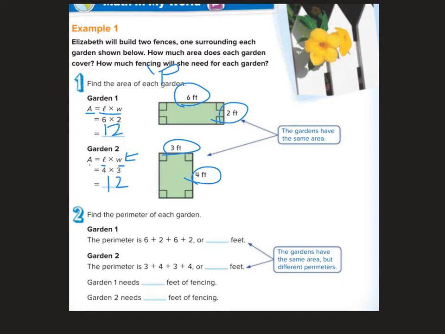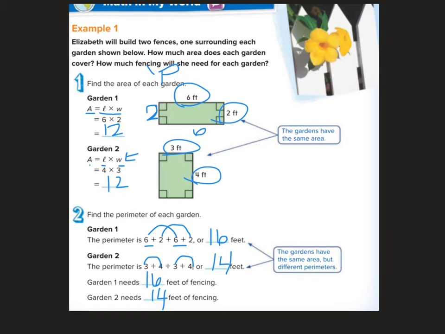So let's find the perimeter. For the perimeter of garden 1, we have to add 2 6s because this side would be 6, and then 2 2s because this side over here is 2. So I would get 12 plus 4, and 12 plus 4 is 16 feet, our perimeter for the first garden. Let's see what our perimeter for the second garden is. 3 and 4 is 7, 3 and 4 is 7, 7 and 7 is 14. They have different perimeters, but the same area. Garden 1 needs 16 feet of fencing. Garden 2 needs 14 feet of fencing.